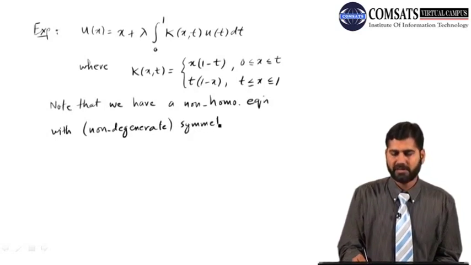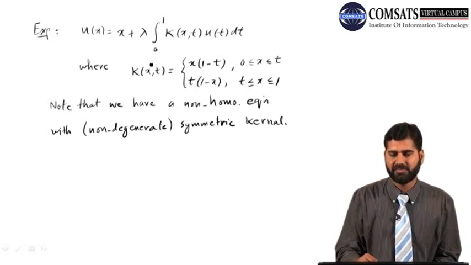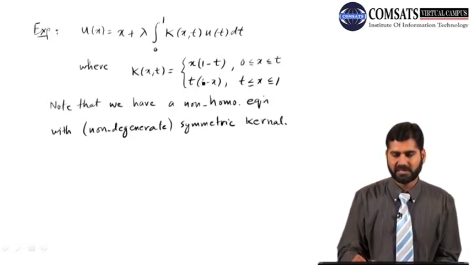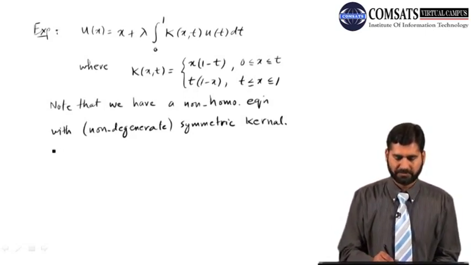With non-degenerate symmetric kernel. This is symmetric because if you replace x and t, nothing is changing. If you write t, x, of course you will get t here, 1 minus x, and x here, 1 minus t. These will be changed, so automatically you are getting K(x,t) back. So this is a symmetric kernel basically. All right. So the corresponding homogeneous equation: we need to find the eigenvalues, eigenfunctions.